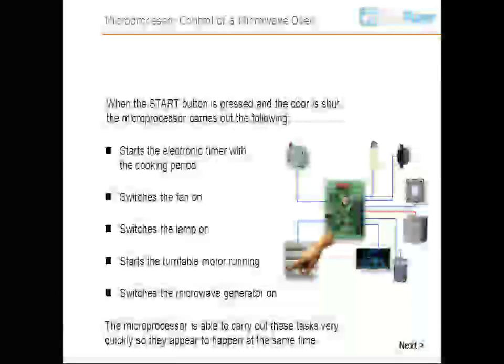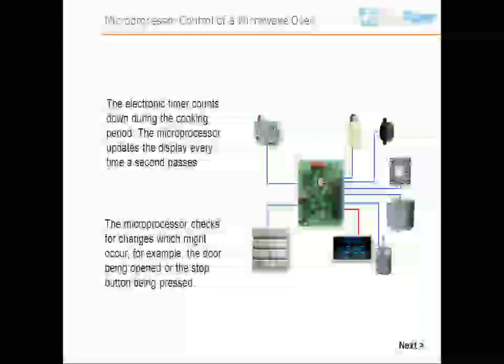The electronic timer counts down during the cooking period. The microprocessor updates the display every time a second passes. The microprocessor checks for changes which might occur, for example, the door being opened or the stop button being pressed.